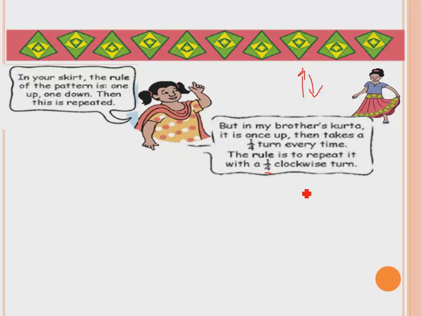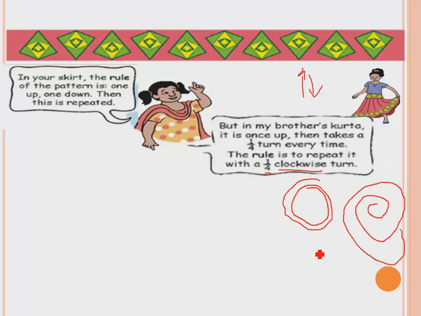So first let's learn what clockwise is. Clockwise means the way a clock rotates. Like this. Yes or no? The clock rotates like this. So this is a clockwise turn. And if we go in the opposite direction, then it becomes anti-clockwise. Understood, children? If we go like this, it is clockwise, and if we go opposite, then it is anti-clockwise.